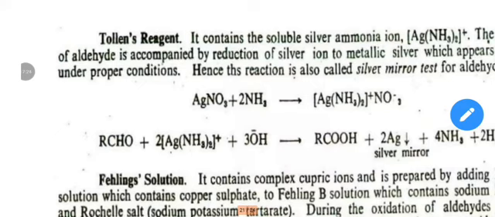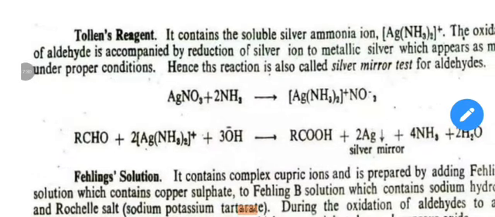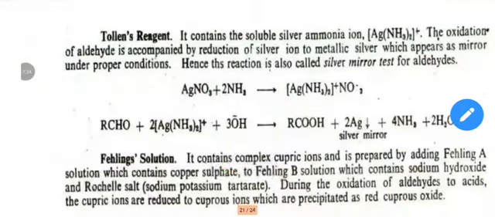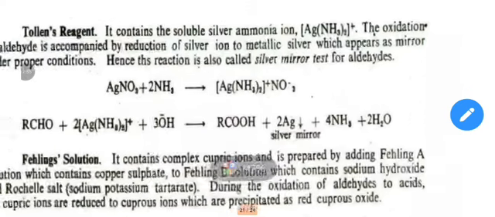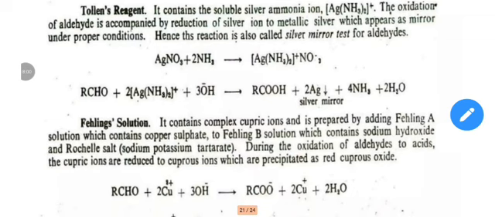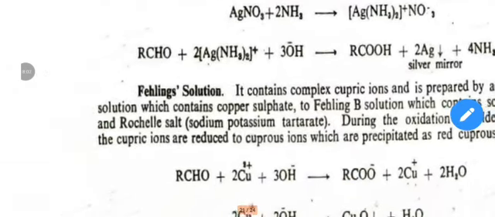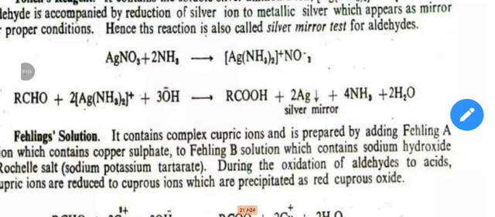Next reaction is Tollens reagent. It contains the soluble silver ammonia ion, Ag(NH3)2 plus. The oxidation of aldehyde is accompanied with the reduction of silver ion to metallic silver, which appears as a mirror under proper conditions. Hence, the reaction is also called the silver mirror test for aldehyde.